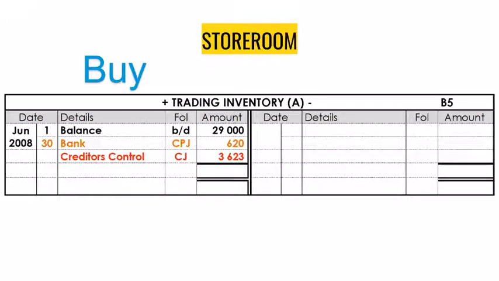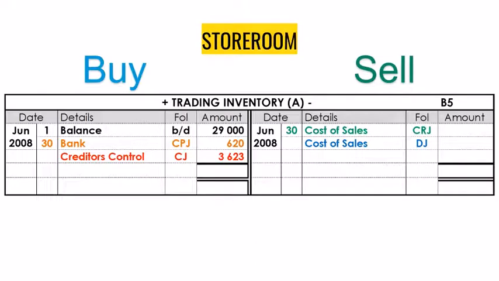Then we also sell our inventory. Remember, that's why we have a business. We trade with our inventory. We don't just buy it, we also sell it. And if we sell it, it decreases the amount of products that we have in our storeroom because the customers are buying the products and they are walking out of the shop with the products in their hands. So on the side where trading inventory decreases, you will have the selling of the trading inventory.